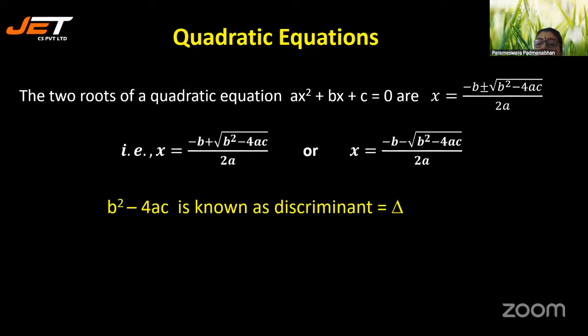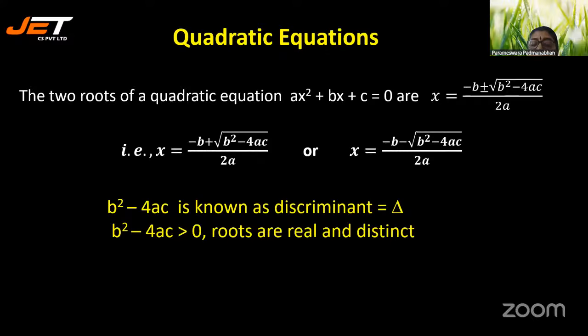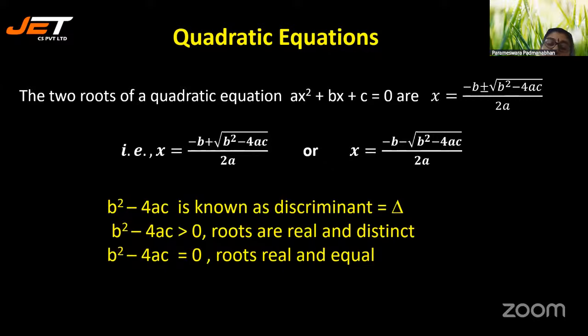Now, one more thing, b square minus 4ac is known as the discriminant. By the symbol of triangle, we call it the discriminant. Now, if b square minus 4ac is greater than 0, then we say that the roots are real and distinct. And if it is equal to 0, we say that the roots are real and equal. So quickly note down all this because we are going to do sums based on this. Real and distinct.